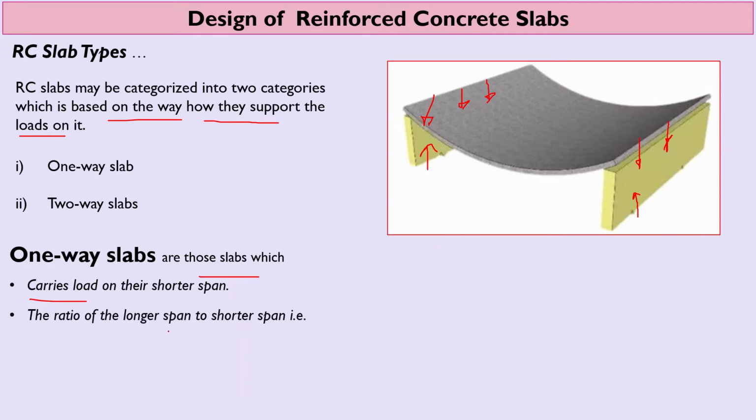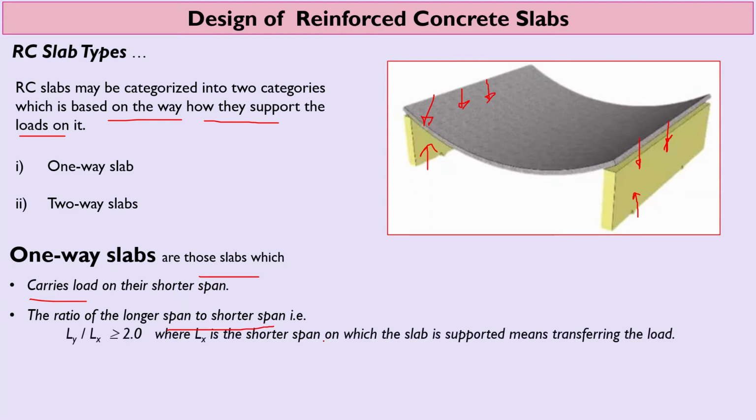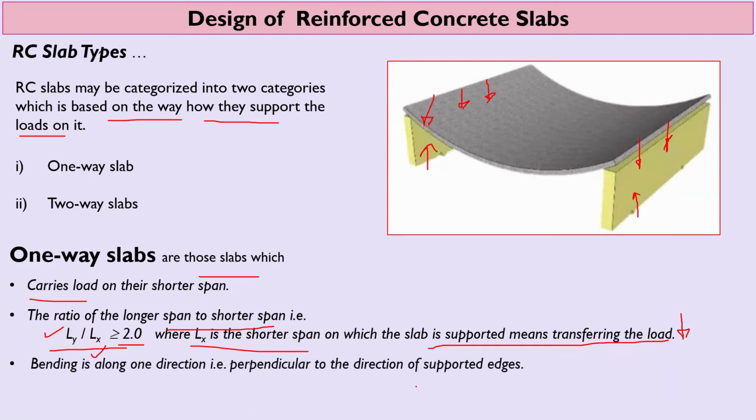Now the ratio of the longer span to the shorter span we have to take into consideration. If the ratio of span along the longer side, that means the length of the longer span divided by the length of the shorter span, is greater than or equal to 2, that means Ly is greater than Lx, where Lx is the shorter span on which the slab is supported, as we have discussed, which is required to transfer the load. Then this type of slab, having ratio Ly by Lx greater than or equal to 2, is known as a one-way slab.